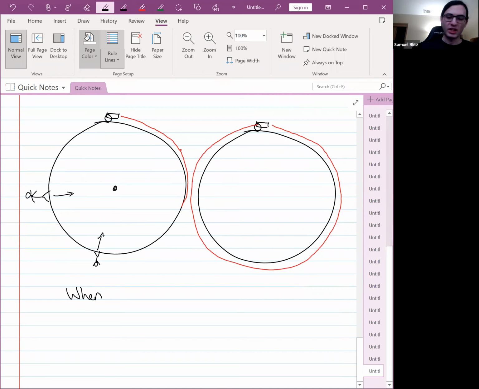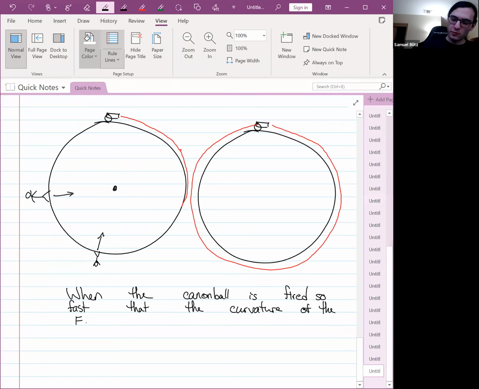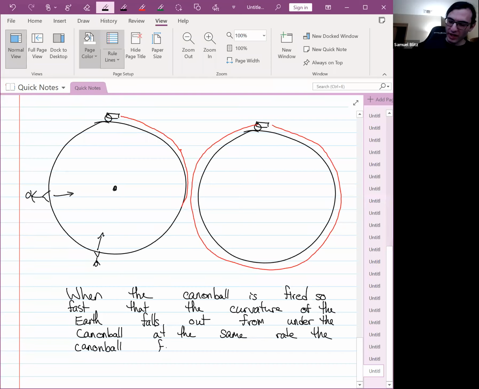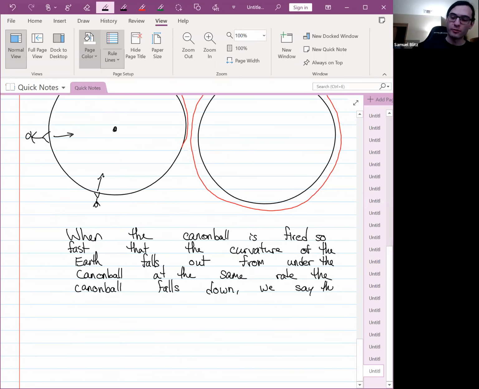So let me write this out. When the cannonball is fired sufficiently fast that the curvature of the Earth falls out from under the cannonball at the same rate that the cannonball itself falls down, then we call that an orbit. Or rather, we say the cannonball is orbiting.